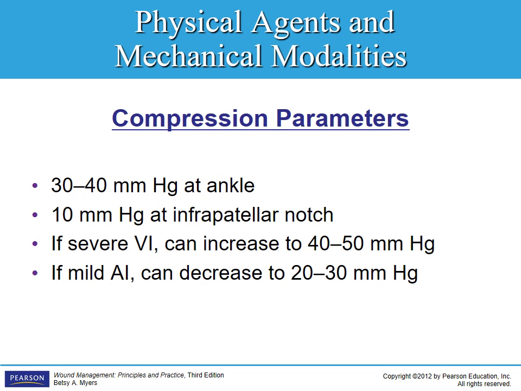All right, so here are the parameters. Generally, with someone who has a venous insufficiency ulcer, you want to make sure that at the most distal part, which is the ankle, there's 30 to 40 millimeters of mercury. There's 10 at the infrapatellar notch. If there's severe venous insufficiency, in most states a physician order is required to increase the compression parameter to 40 to 50 millimeters of mercury. But if it's very mild, you can decrease it to 20 to 30.